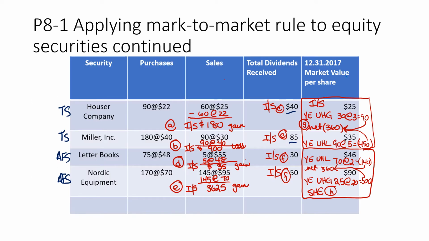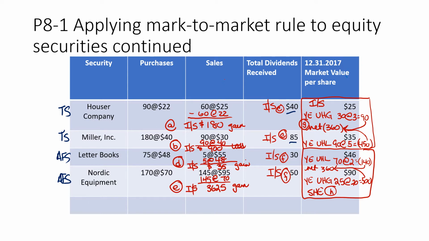So here we have Hauser. Hauser, remember, is a trading security. We bought it for 90 shares at $22, which means we debited trading securities and credited cash. But then during the year we sold 60 shares at $25. So we had an actual gain during the year on 60 shares of $3 a share, or a $180 gain. So that's an actual gain on the sale of trading securities.